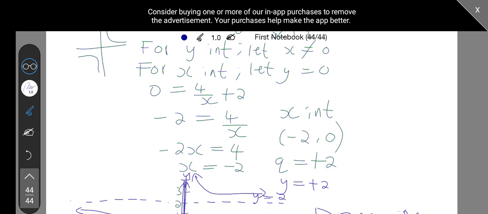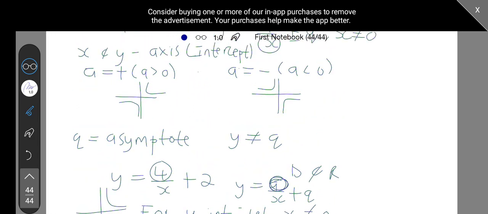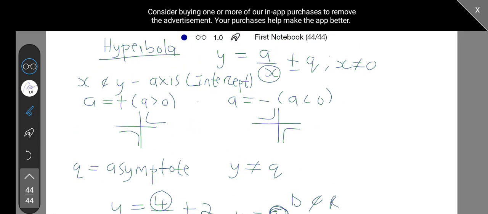This is grade 10 scope, grade 10 syllabus. So I just decided to recap it before I go to the actual stuff here. So make sure you understand how to deal with the basic form of a hyperbolic function. Suppose that it comes in this form, then you must be able to handle it. You must know that as long as it's in this form, x will never be 0 and y will never be q.